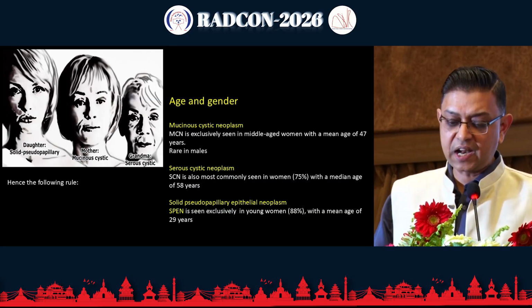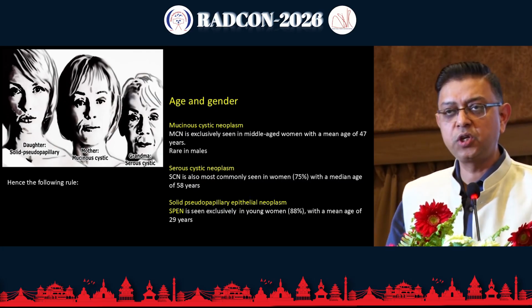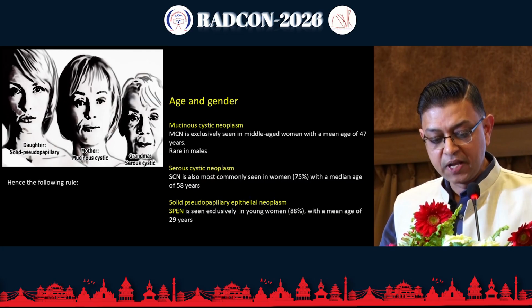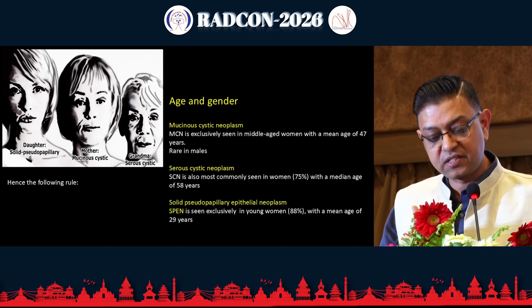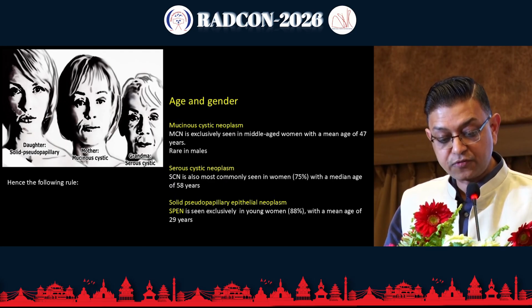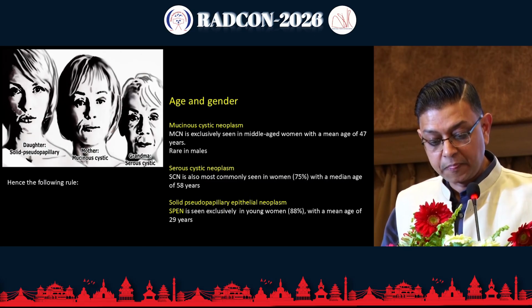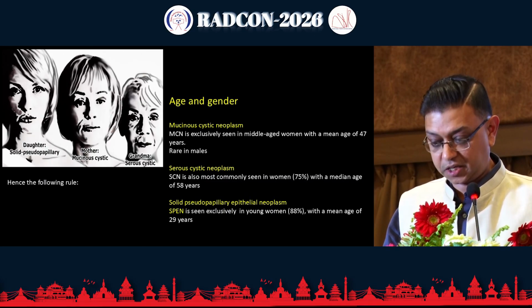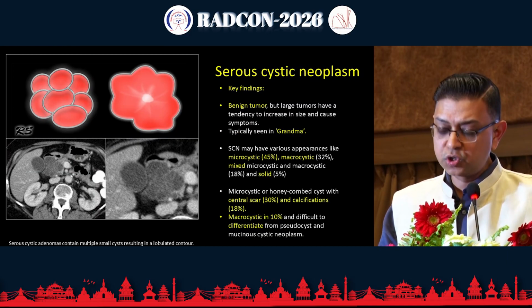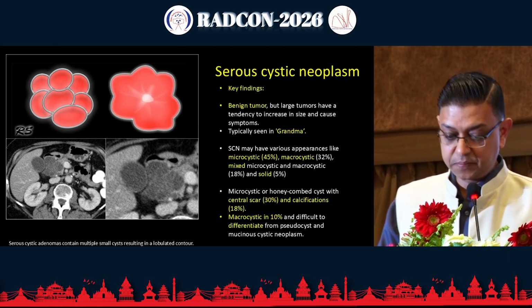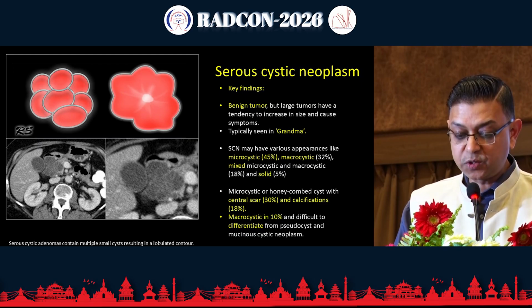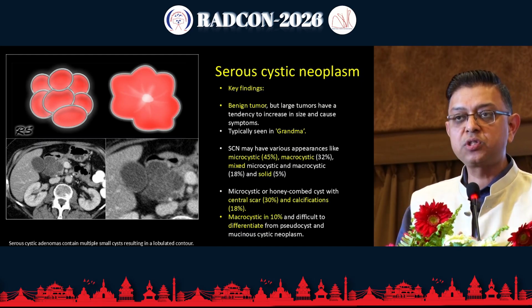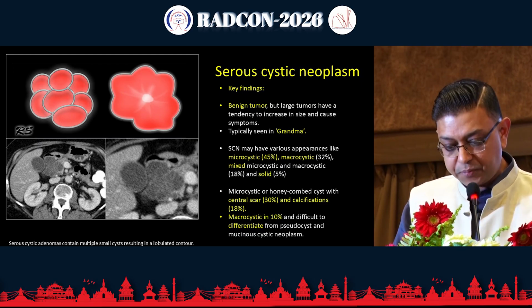Now, this is a very classical drawing we have all been studying through our residency, showing how we distribute the cystic lesions. The daughter is the solid pseudopapillary neoplasm, the mother is the mucinous cystic neoplasm, the most common in that age group, and grandma is the serous cystic neoplasm. Coming to the most common, the serous cystic neoplasm, how do you identify it? These are multilobulated. They are almost like a bunch of grapes.